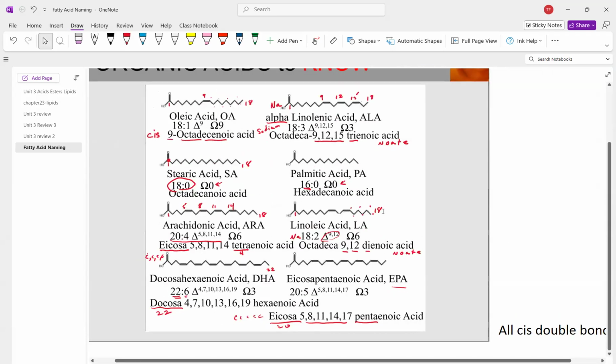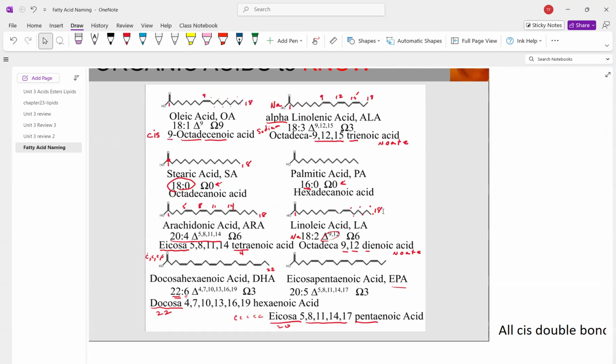Okay, so those are extremely important fatty acids, from a nutritional perspective and a chemical perspective. Are there any questions about how we name those or anything like that?